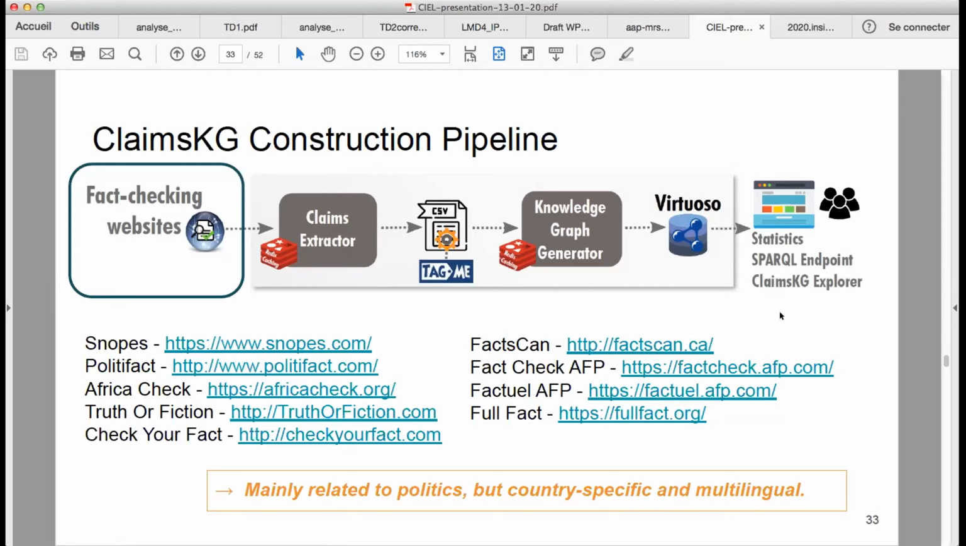Notably, if you have data coming from a US portal and data coming from a UK portal, usually we'll have claims with very little intersection, because they're dealing with domestic politics predominantly. So our aim is, of course, to enrich the data by including sources in different languages, which will increase the coverage and the heterogeneity, the diversity, of the data that we represent.